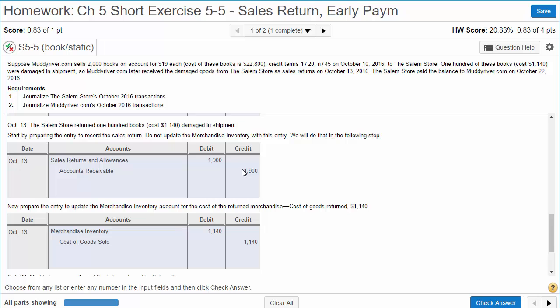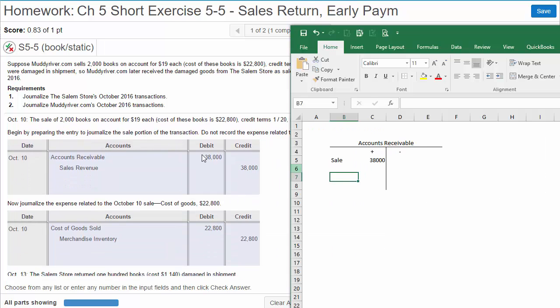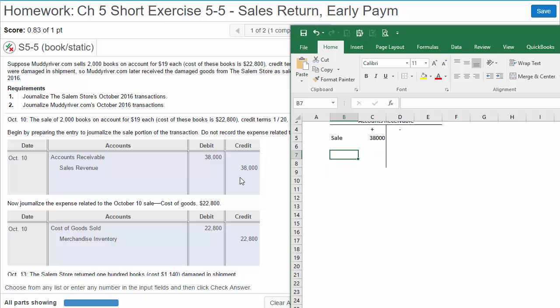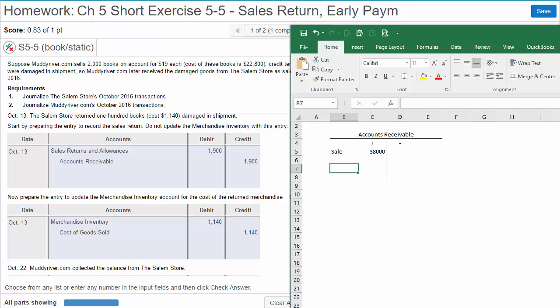I want to keep track of AR in a T account. So remember how I started this? This T account for AR, we had a $38,000 debit for AR. So now on my piece of scratch paper, I want to go down here and keep track of AR. So we have AR being decreased by $1,900. Sales return, damaged books. All right. So we had the original $38,000 sale. They returned some of the books, so we have to lower their AR. So let's do a new balance. Our new balance is equal to this minus this. So we have that $36,100 balance in AR. All right. And the reason we're doing this is once the buyer pays this, we need to lower AR.